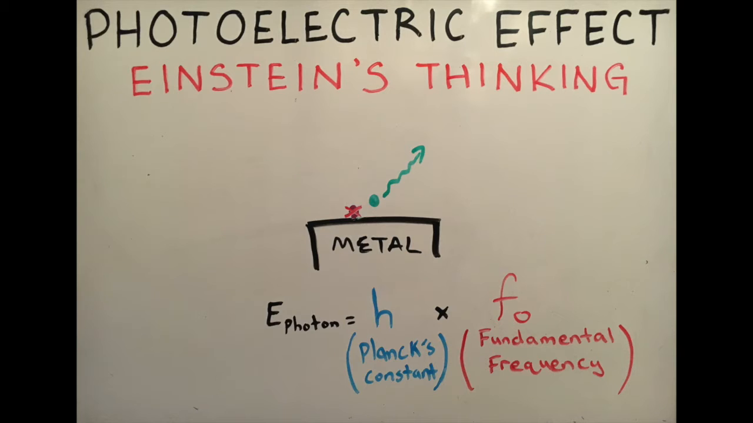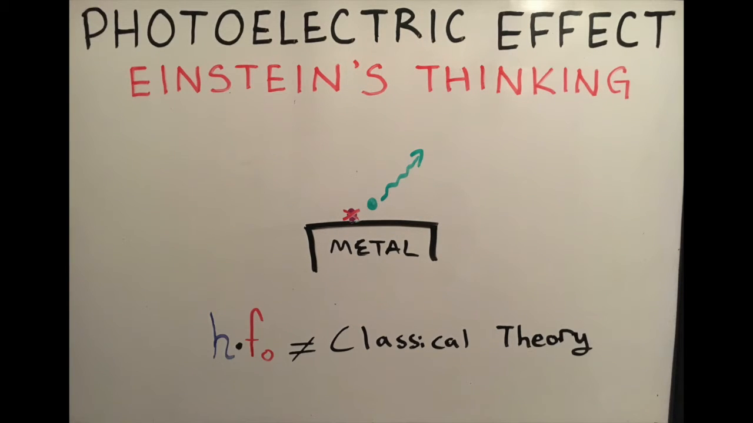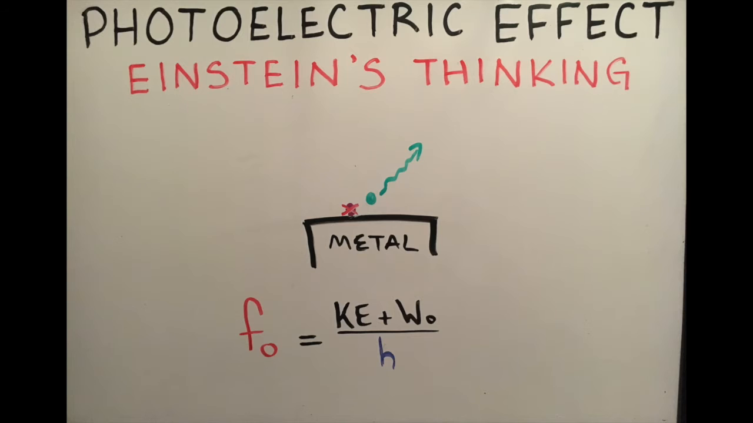However, the energy of the photon can also equal Planck's constant times f naught, where f naught, the fundamental frequency, describes the minimum frequency of light required to rip an electron off of a certain metal, similar to the work function in a sense, while Planck's constant relates the energy of one quantum of light to the frequency of that radiation. This equation directly contradicts the classical theory as the frequency directly correlates to the sum of the kinetic energy and the work function.